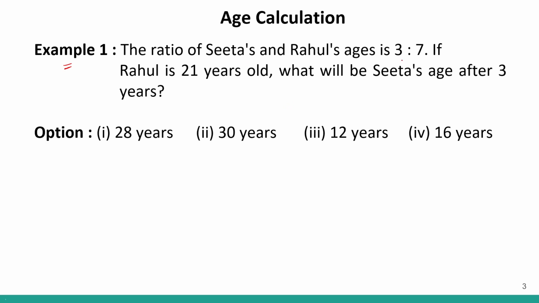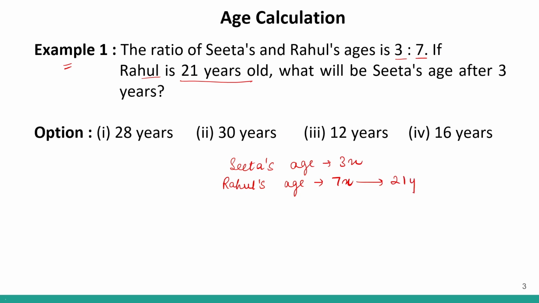The ratio of Sita's and Rahul's age is 3:7. So the ratio is given. So I can say that if I assume Sita's age is 3x, then Rahul's age will be 7x. Correct? 3x and 7x. This is the ratio. Now, Rahul is 21 years old. We have to find Sita's age after 3 years.